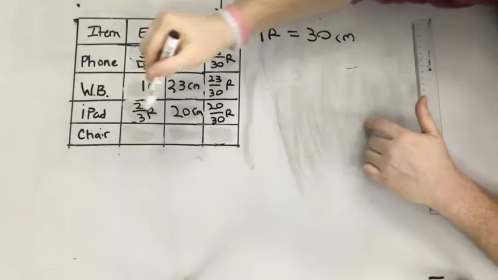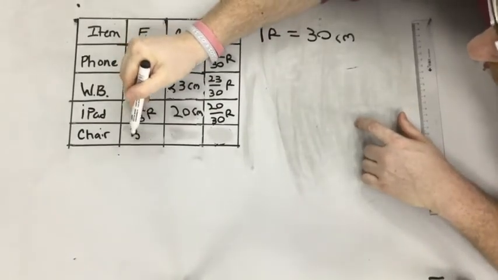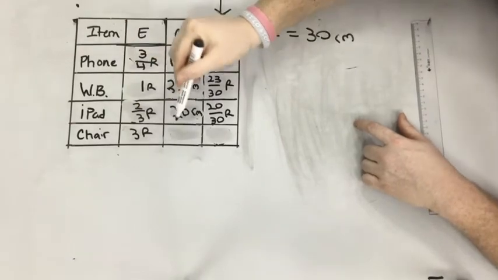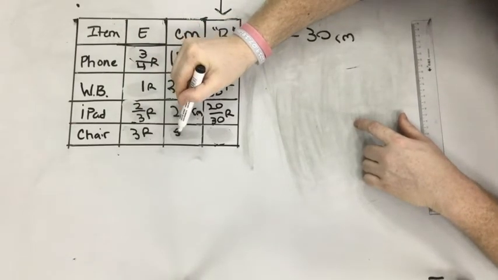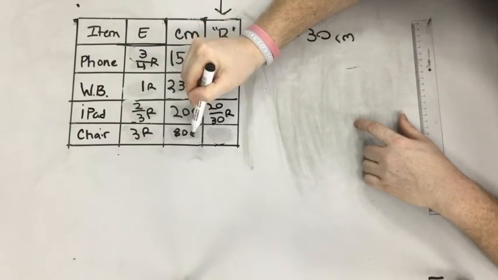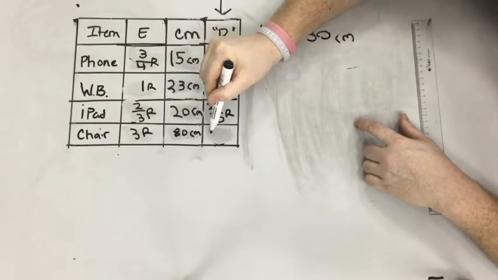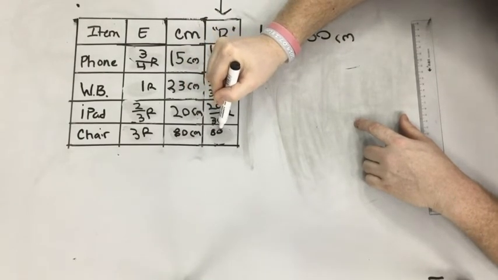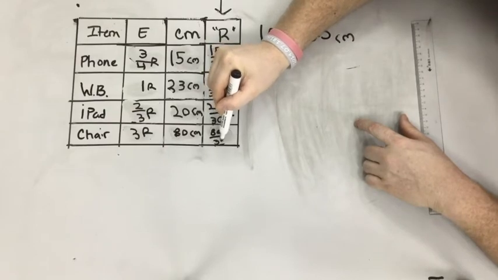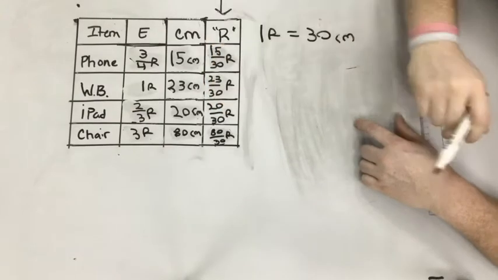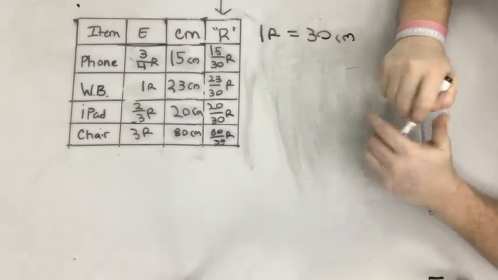Last one's the chair. And I estimated the chair was pretty big. I estimated that the chair was 3 R. And when I measured it, it was 80 cm. So if I make that into a fraction, it's 80 over 30 R. Perfect.